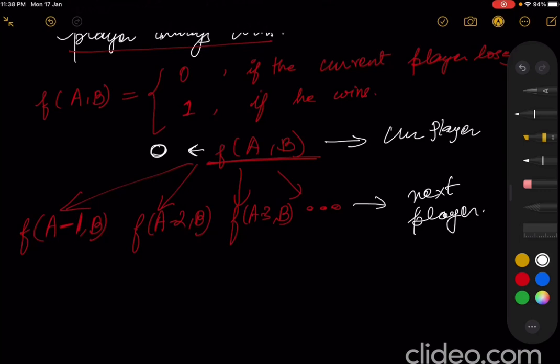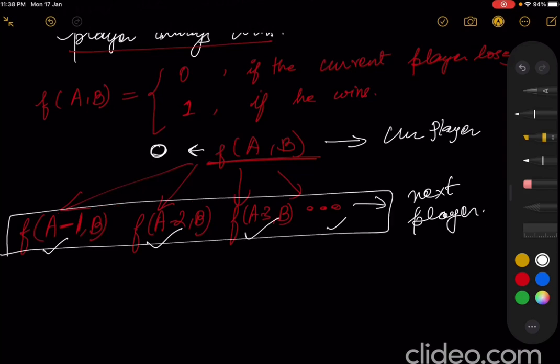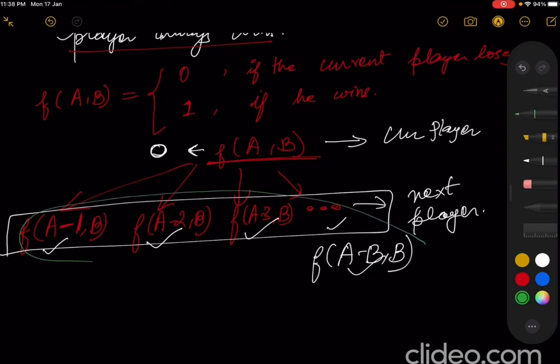He will be losing if all of these things are equal to 1. Because as I said earlier, the current player will lose if and only if, irrespective of the way I move, the next player is always going to win. So if the value of all these things, f of a minus 1 comma b, f of a minus 2 comma b, and so on up to f of a minus b comma b, because I can remove at most these many coins, have the value equal to 1, then my value will be equal to 0.